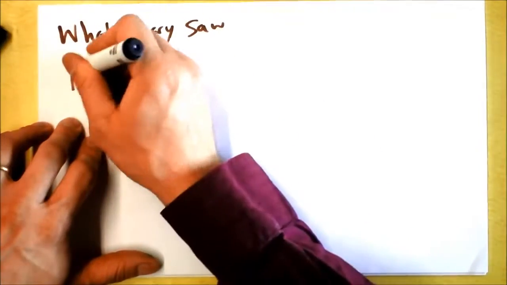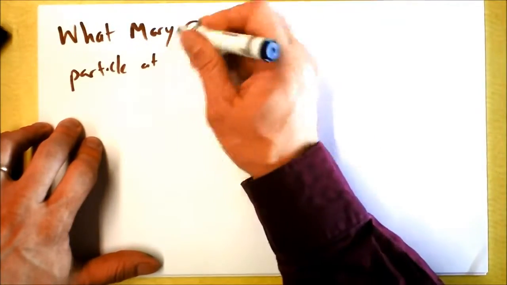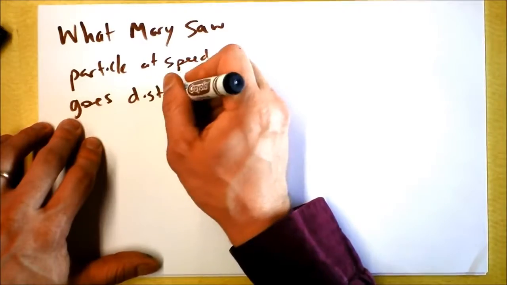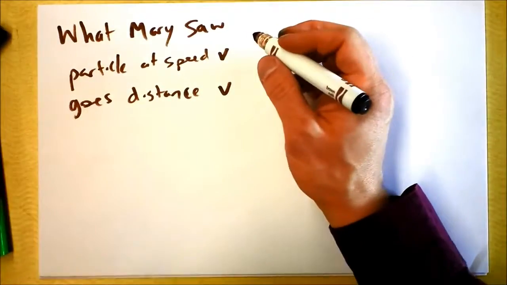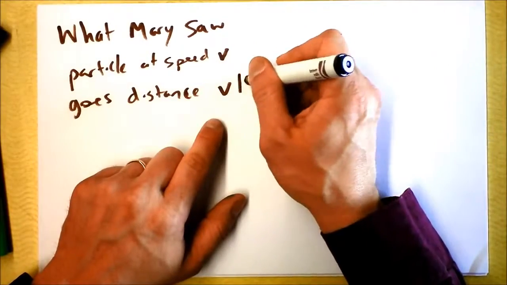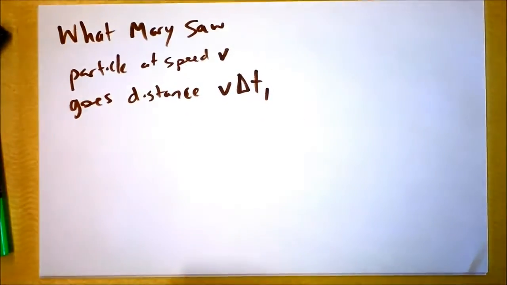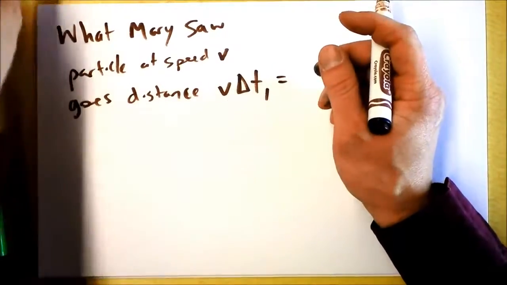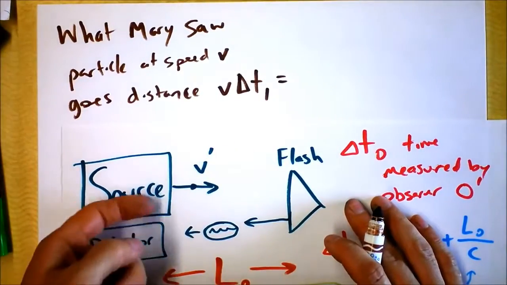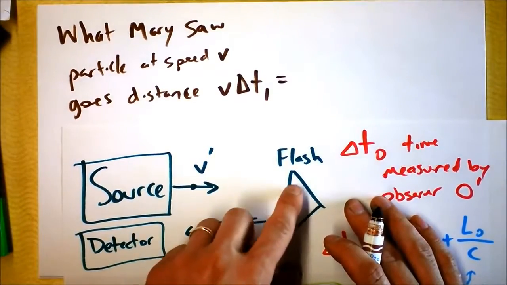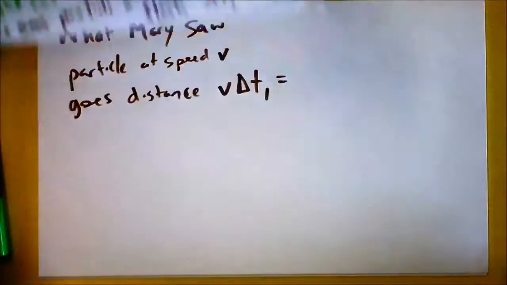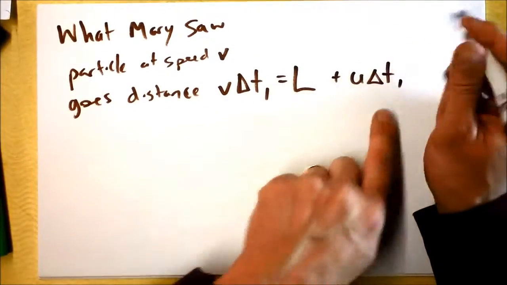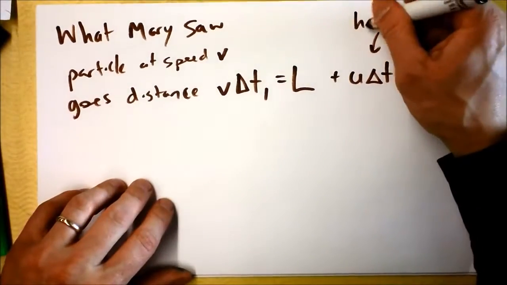What Mary saw: the particle at speed V goes a distance V times delta T1. That will be the amount of time that she sees it moving, right? V times delta T1 is how far the particle has gone, according to Mary. She's going this way, and she sees the particle having to go much farther because the flash is getting farther and farther to the right. So that's going to be a distance L plus U times delta T1. This is how far the flash moved.